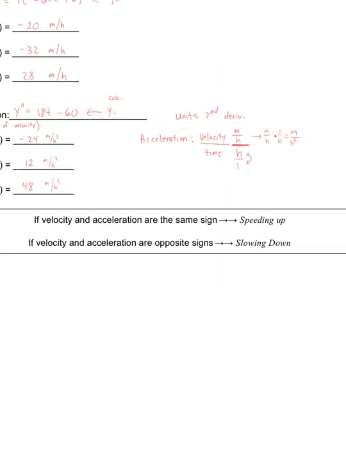Okay? This box right here tells us how to figure out if you are speeding up and slowing down. So, if your velocity and acceleration are the same sign, you are speeding up. So same sign would be a positive and a positive, or a negative and a negative. All right? If the velocity and acceleration are opposite signs, then you are slowing down. So that means having a positive velocity and a negative acceleration, or having a negative velocity and a positive acceleration.